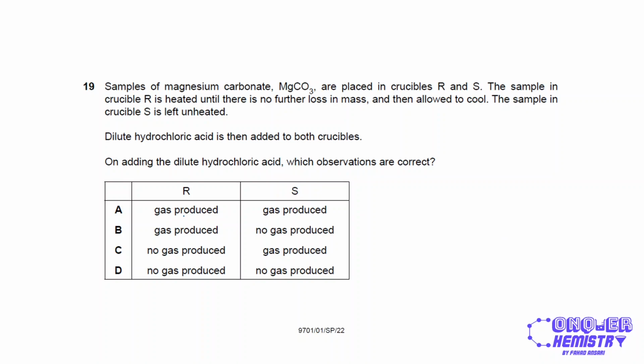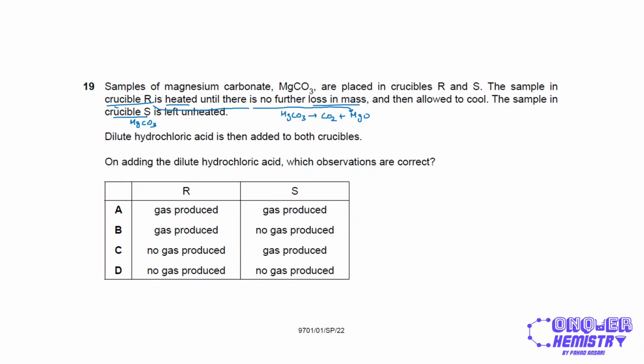So magnesium carbonate is placed in 2 crucibles. The sample in crucible R is heated until there is no further loss in mass, then allowed to cool. So basically, this is going to be decomposed thermally to give you carbon dioxide, that is the cause of the loss in mass, and we have MgO. The sample in crucible S is left unheated. So in crucible S, you're just going to have MgCO3, plain and simple, and in crucible R, you're going to have MgO that is left over and CO2 is lost.